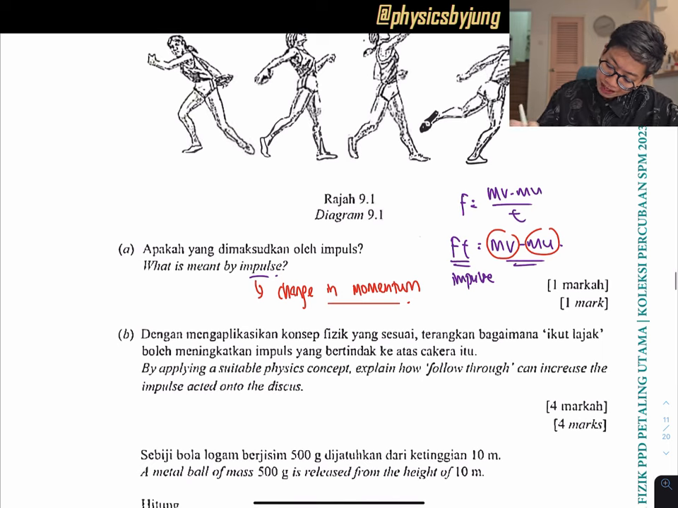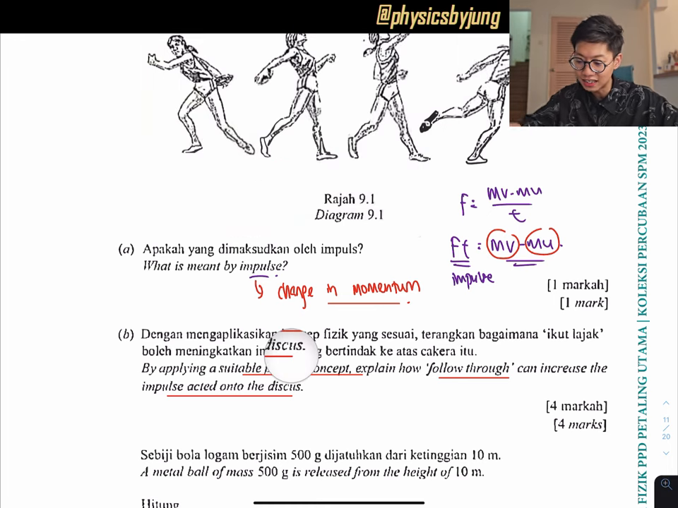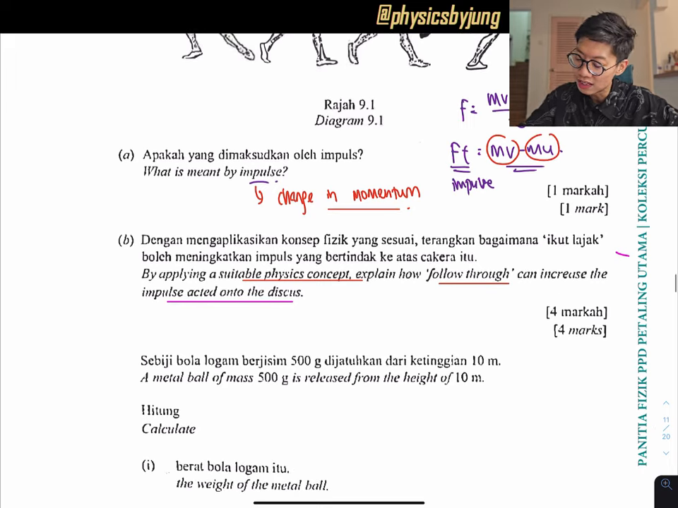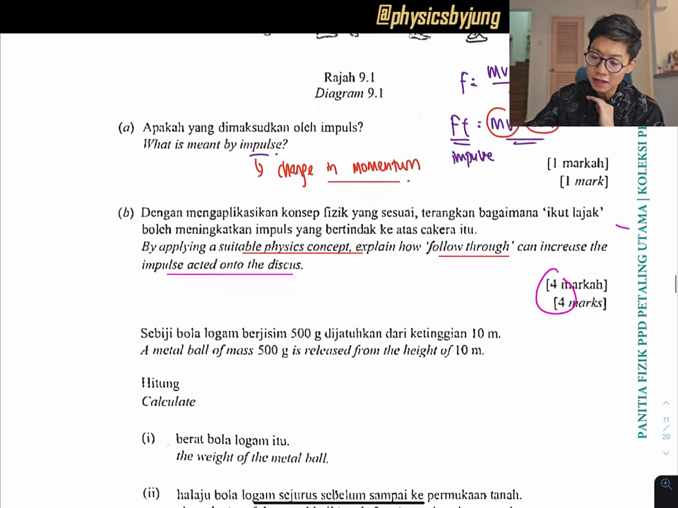By using suitable physics concepts, explain how the follow-through can increase the impulse acted on the disc. This is the lempar cakera. So guys, look through this. This is a 4 marks question. When there's a 4 marks question, my suggestion is to make your sentences short, because if you accidentally put 2 points in the same sentence, you might miss out points, because your 2 points go to the first sentence already, then maybe your teacher only gives you 1 mark. So I keep my sentences simple.